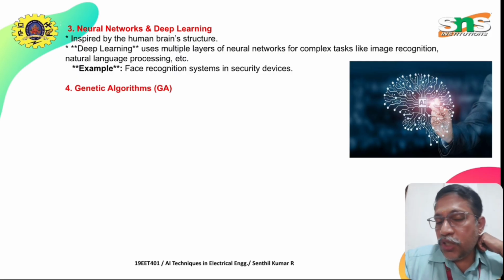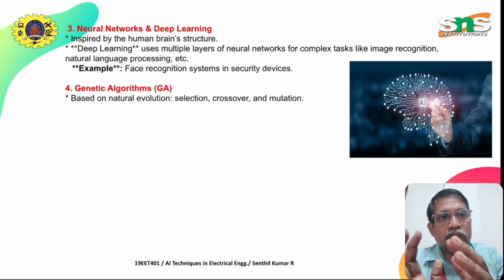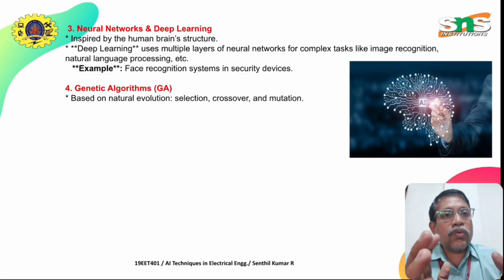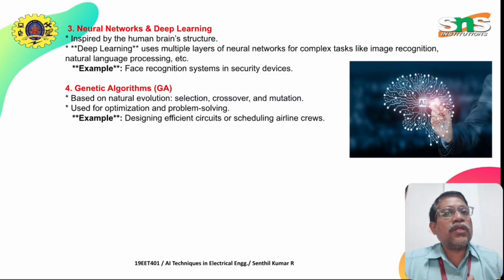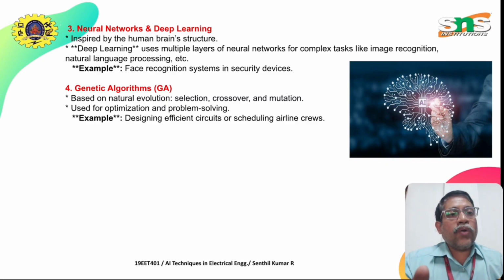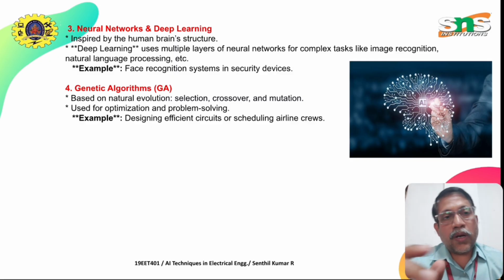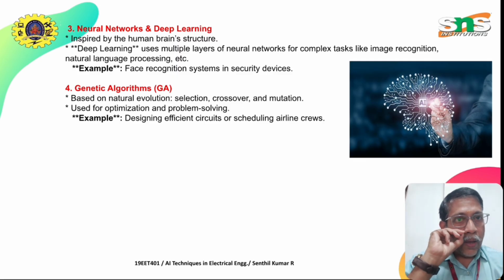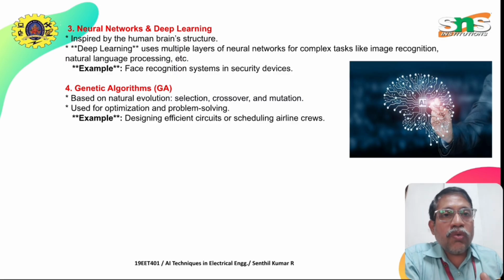And the next one is GA, genetic algorithm, which is based on the evolution concept. The selection part comes into the picture, the crossover part, and the mutation part also comes into the picture. It depends on natural evolution. For applications of genetic algorithm, you can design a complex circuit in a simplified manner, and another example is that airline crews can be easily scheduled with the help of GA.